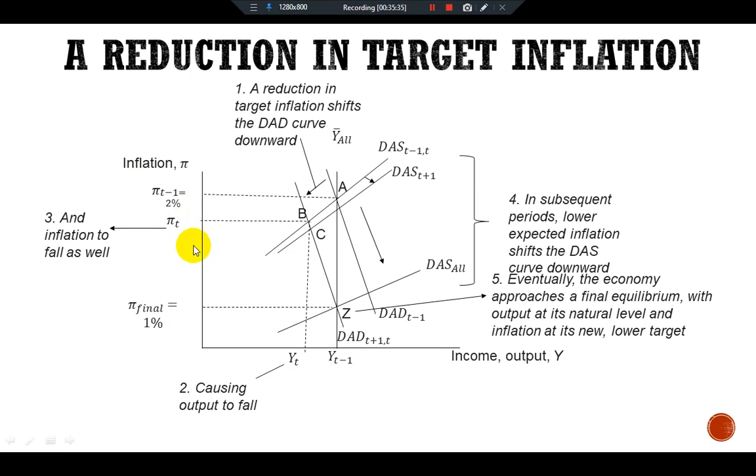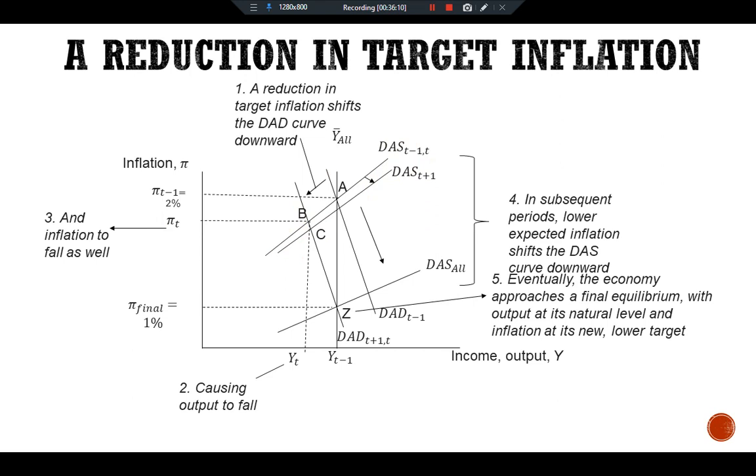Okay, lower inflation in turn reduces the inflation rate that people expect to prevail in the next period, in period t plus 1. Lower expected inflation shifts the dynamic aggregate supply curve downward, from this to this, and this shift moves the economy from point B to point C, further reducing inflation and expanding output.